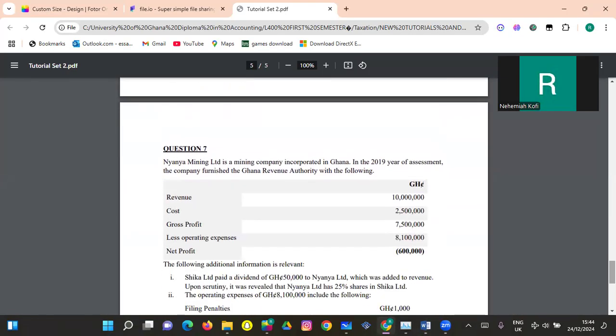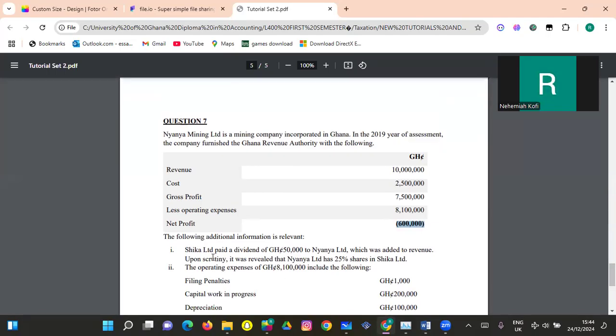So Nyanya Mining Limited is a mining company incorporated in Ghana. In 2019 year of assessment, the company furnished the Ghana Revenue Authority with the following. Revenue is 10 million, cost is 2.5 million, gross profit is 7.5 million because when you subtract the cost, you get this. Then less operating expenses is what? 8.1 million. So they arrived at a loss of 600,000. Shika paid a dividend of 50,000 to Nyanya, which has been added to the revenue.